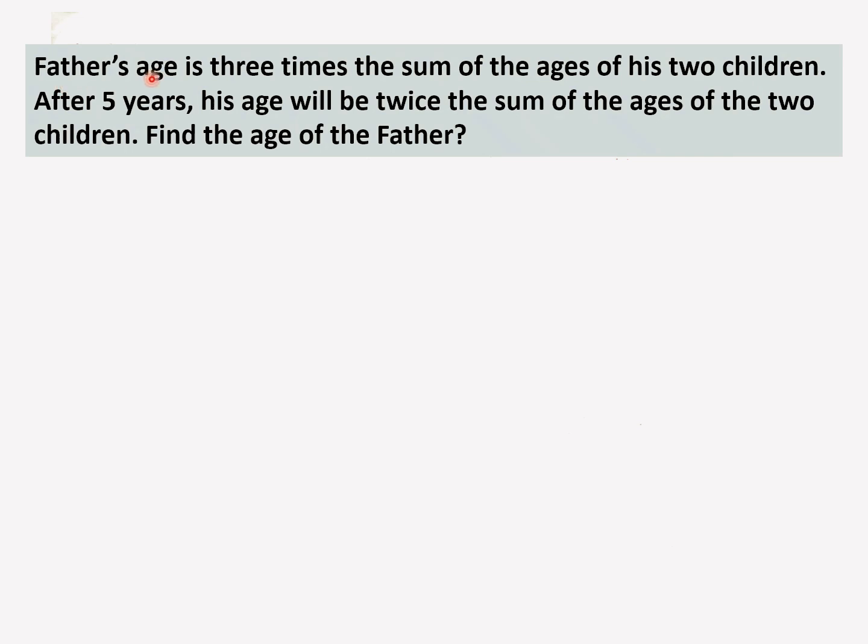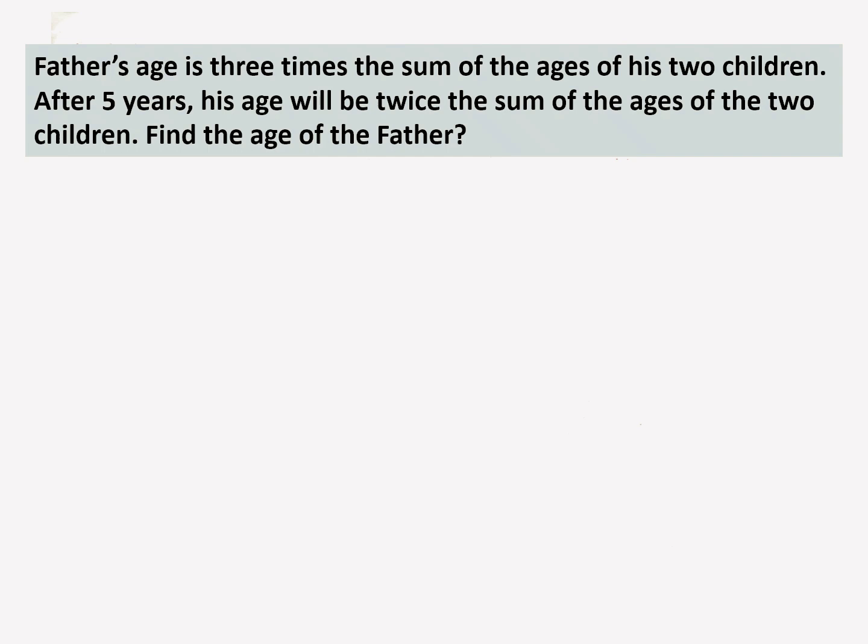So let us see another problem. The problem given is the father's age is 3 times the sum of the ages of his 2 children. After 5 years, his age will be twice the sum of the ages of the 2 children. Find the age of the father. Here the father's age and the sum of the ages of the 2 children relations have been given. So we need to solve this.